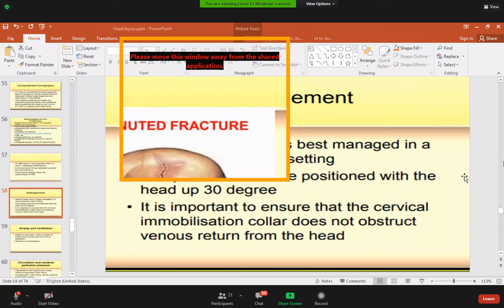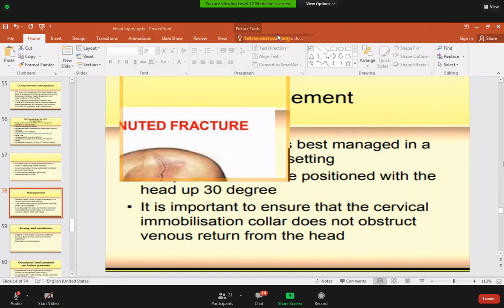If the patient is having... can you see this screen here?